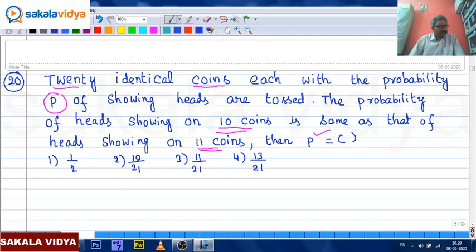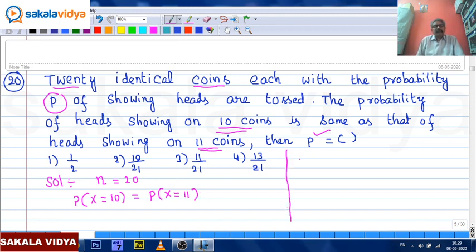Okay. What is Akash? Why not Mr. Netaji, you can follow. What is given here: n is equal to 20, and the probability of getting 10 heads equals the probability of getting 11 heads. Then you need to find P.